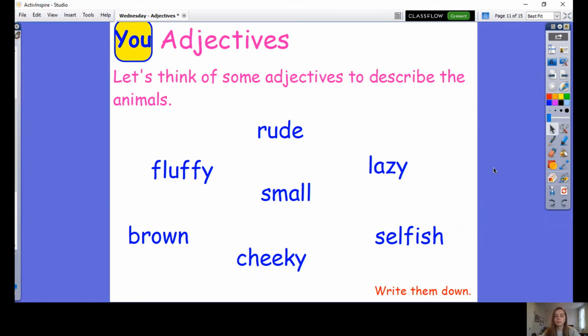Now that you've seen Miss Bainey write hers, I'm going to ask you to pause the video and I am going to give you 5 minutes to write down your adjectives for your 3 different animals. Have a go at writing as many as you can, ready for the rest of the week. Off you go.